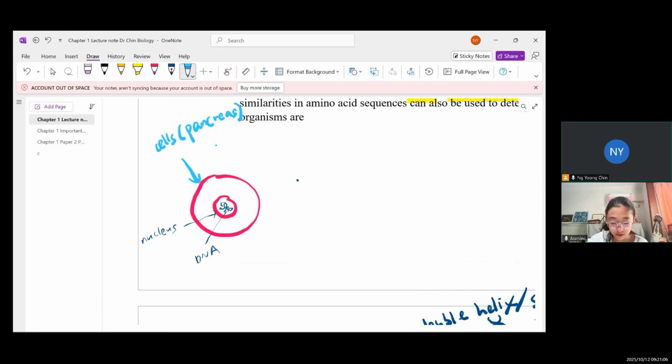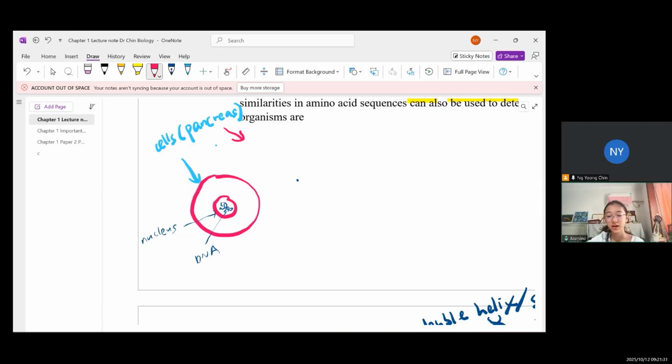The pancreas is a very important organ. It is actually a part of the digestive system. So what does the pancreas do? I think this is the first time you have heard of this organ. The pancreas will secrete hormones and enzymes.